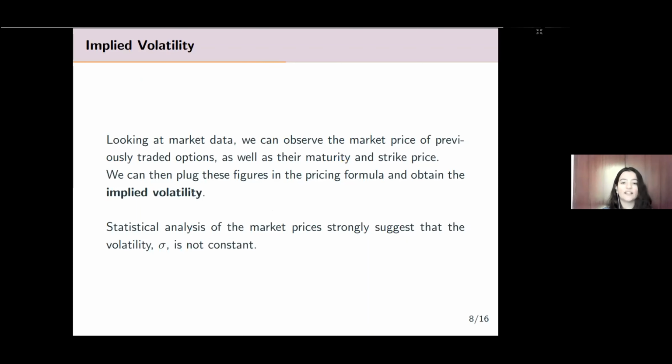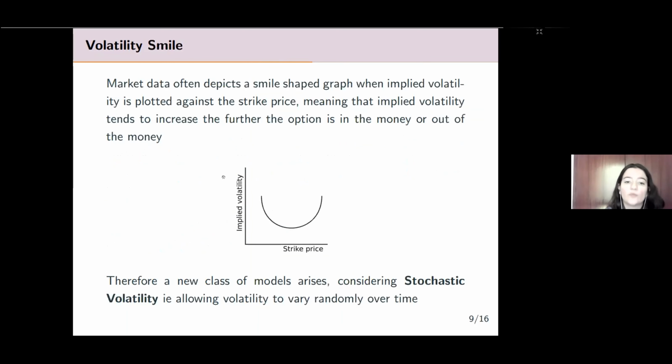And statistical analysis strongly suggests that this volatility is not a constant, and so that this central hypothesis in the Black-Scholes model is in fact not correct. Because when we look at the market data, and for instance, if we plot the implied volatility against the price, we generally get a curve looking a little bit like this, or a little bit more soft, like a skew. What this means is that the implied volatility of an option tends to increase the further the option is out of the money or in the money, so when the prices are here on the extremes. And so it's clear that the volatility is not a constant.